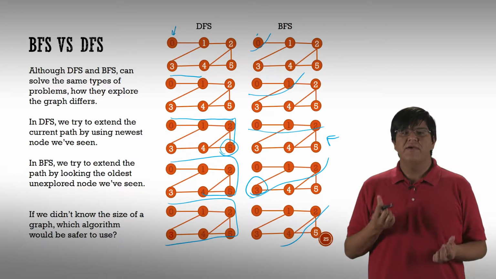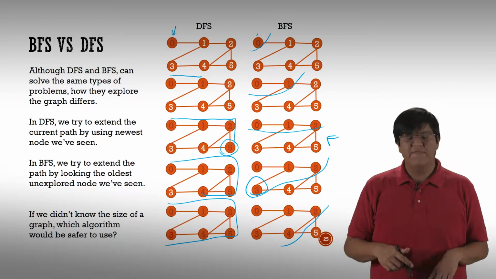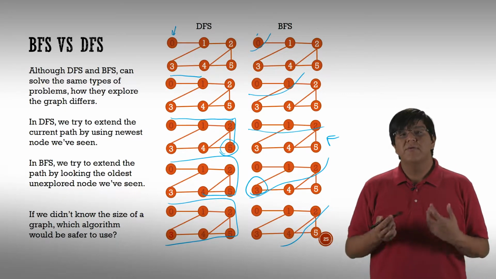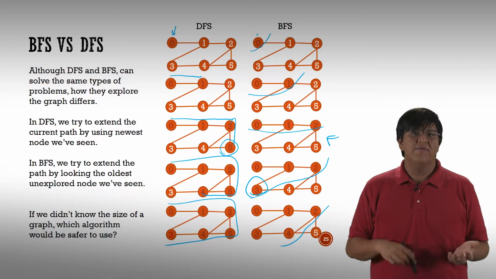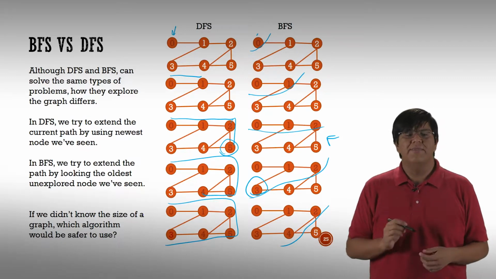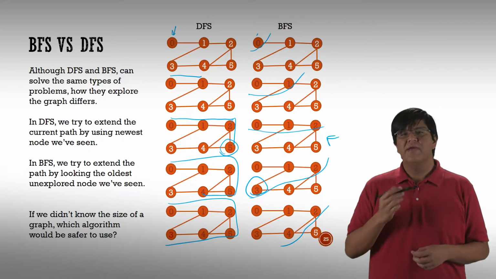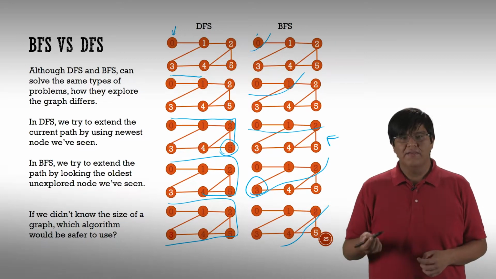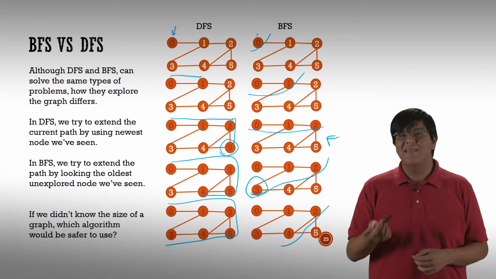Now here's a question for you guys that you may think about for a second. If we didn't know the size of a graph, which algorithm would be safer to use? Would it be safer to use DFS or BFS? Take one moment and think about that. So the answer here is that BFS is going to be a lot easier, or not easier, but a lot more sane to use.